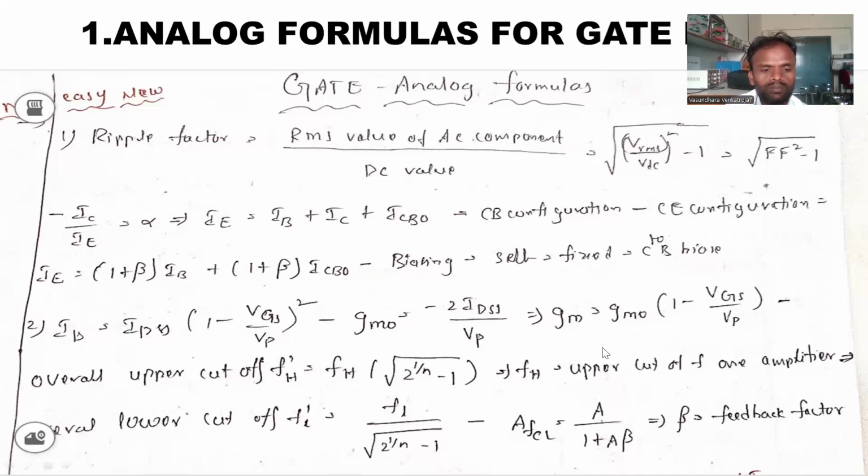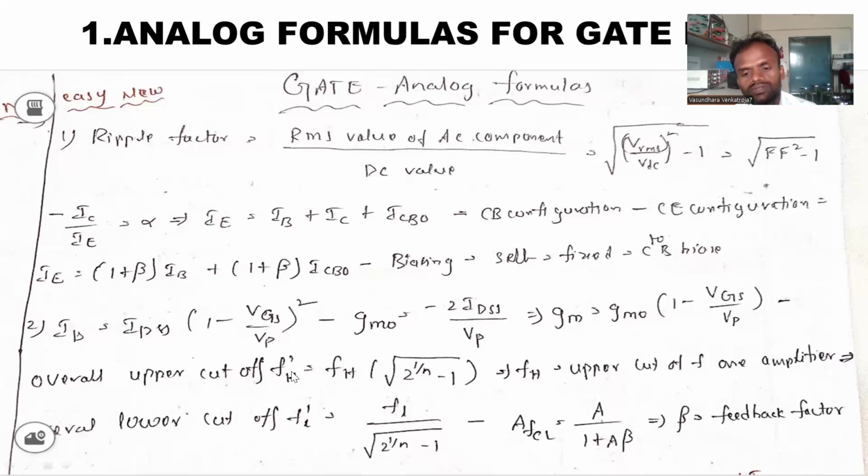So next, the overall upper cutoff frequency F dash H equals FH times root over 2 to the power of 1 by N minus 1, where FH is the upper cutoff frequency of one amplifier. If N equals 1, there is one amplifier. If there are two amplifiers, then N equals 2. And the overall lower cutoff frequency is FL dash equals FL by root over (2 to the power of 1 by N minus 1).